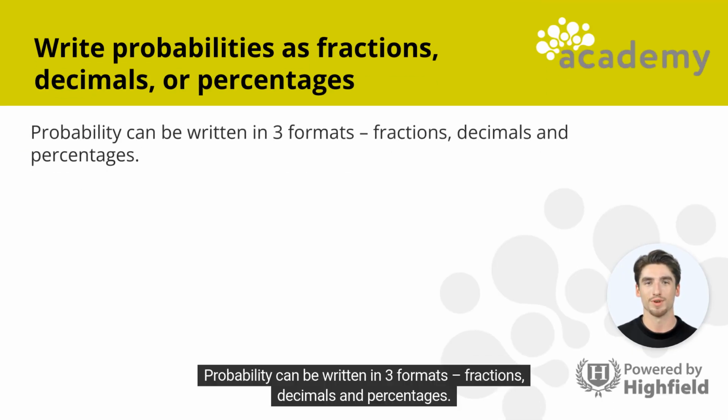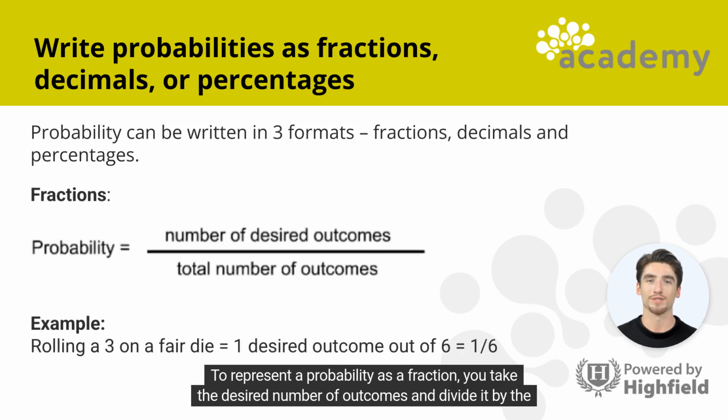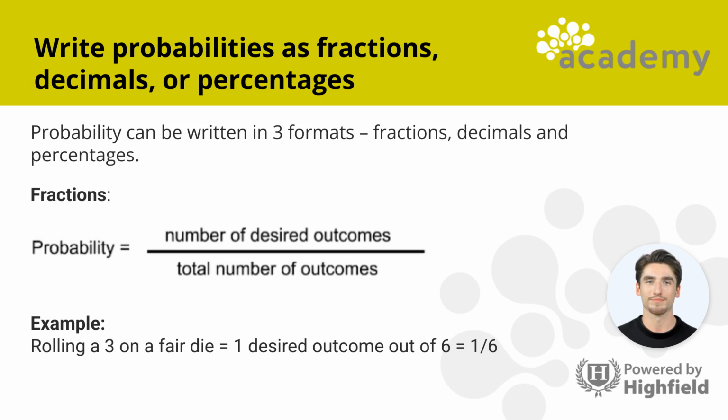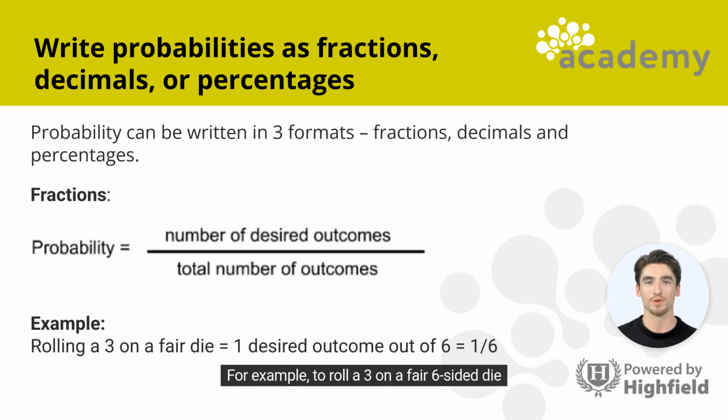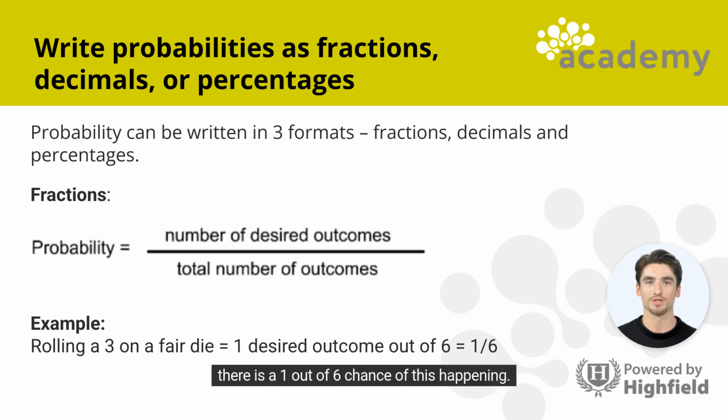Probability can be written in 3 formats: fractions, decimals, and percentages. To represent a probability as a fraction, you take the desired number of outcomes and divide it by the total number of outcomes. For example, to roll a 3 on a fair 6-sided die. There is a 1 out of 6 chance of this happening.